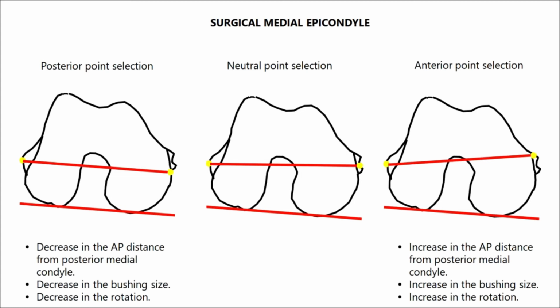If taken more anteriorly, it will increase the antero-posterior distance from the posteriormost point on the medial condyle, representing the posterior condylar axis. This will increase the rotation required from the posterior condylar axis to match the transepicondylar axis. This will increase the difference of the cut between the posterior medial and the posterior lateral cuts, leading to a larger bushing being recommended.